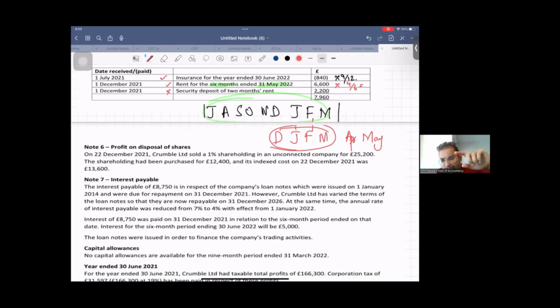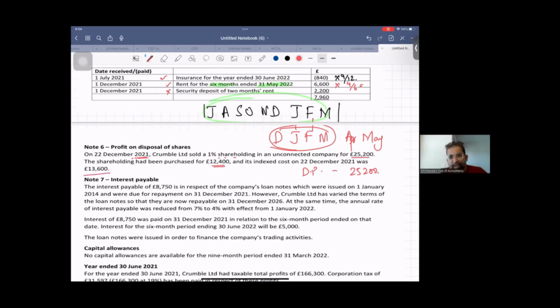But sometimes you can do it directly. Either you write first less cost and then indexation allowance, or you can directly deduct index cost from DP. When you deduct index cost directly from DP, you will directly get the gain. See the question. On 22nd December 2021, Crumble Limited sold 1% shareholding in an unconnected company. This is DP. DP is 25,200. The shareholding had been purchased; this is the original cost, and its index cost was this.